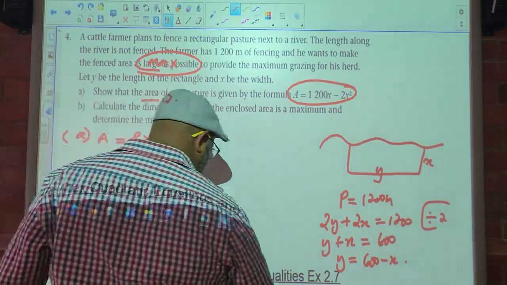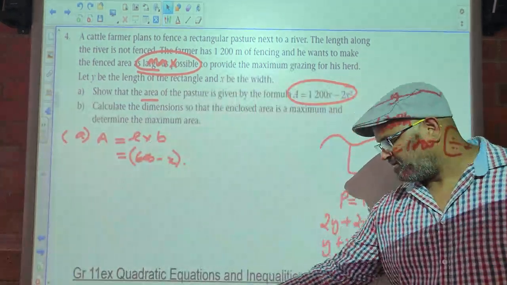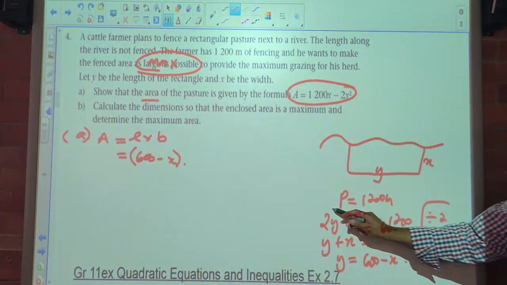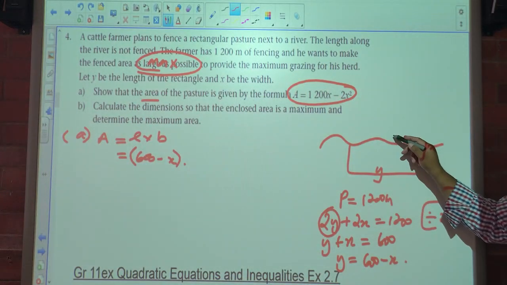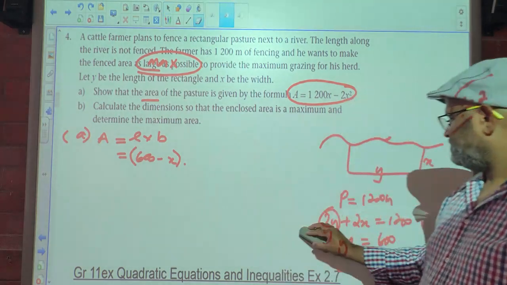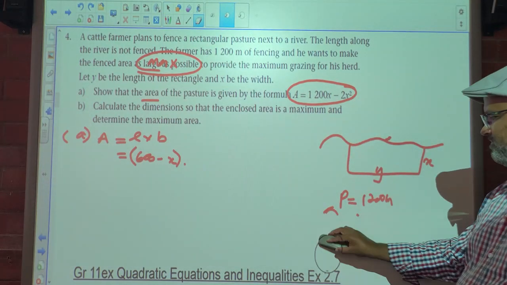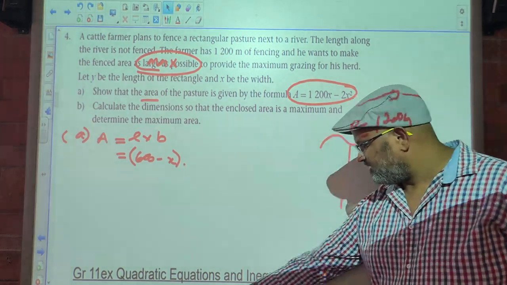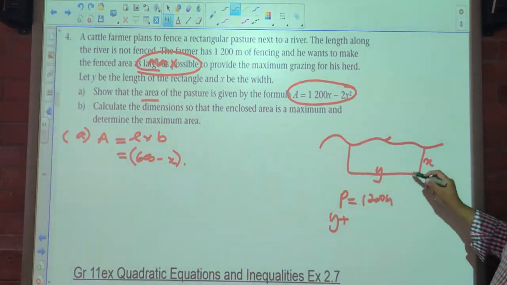Oh no, I made a mistake. What's my mistake? There's only one y. You see, I took the y twice into account. There's my mistake. Should only be one y. Sorry about that.